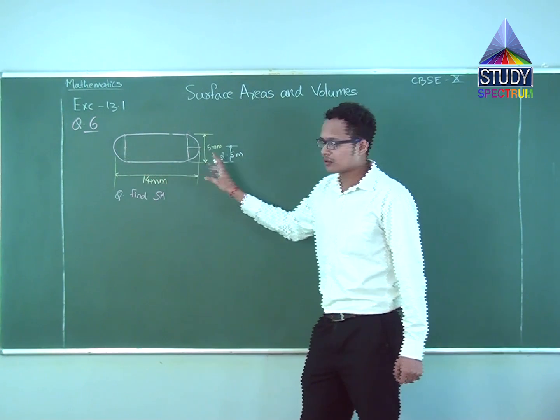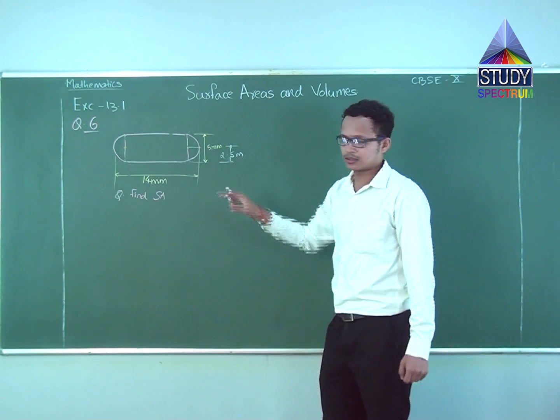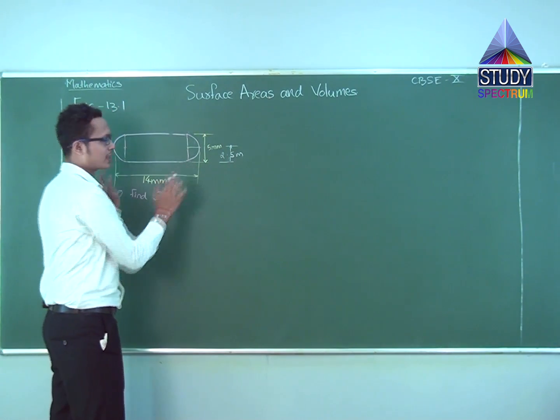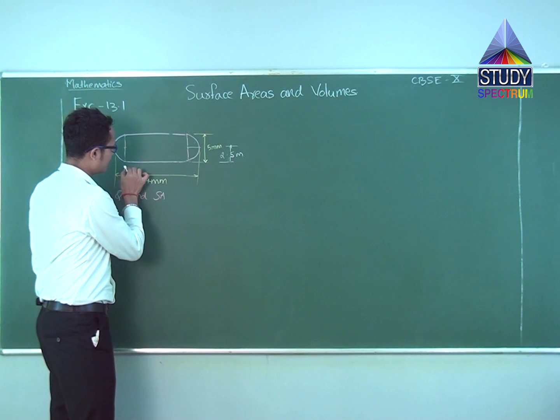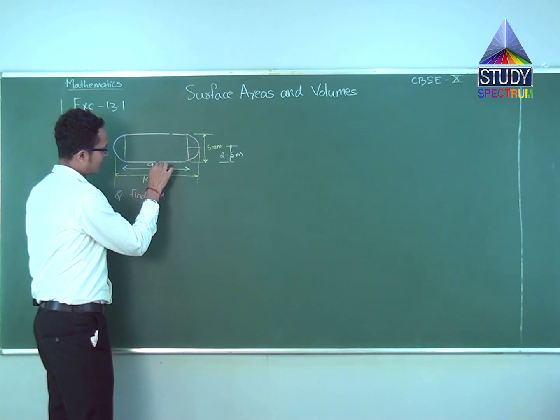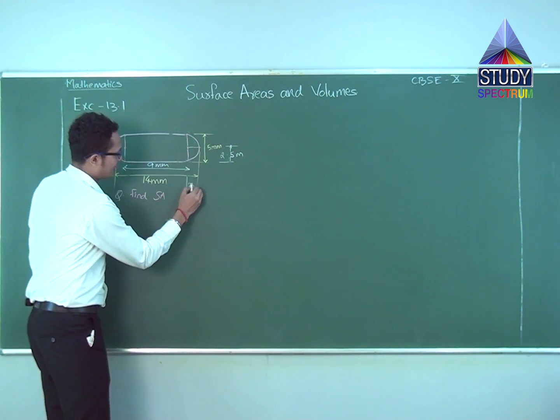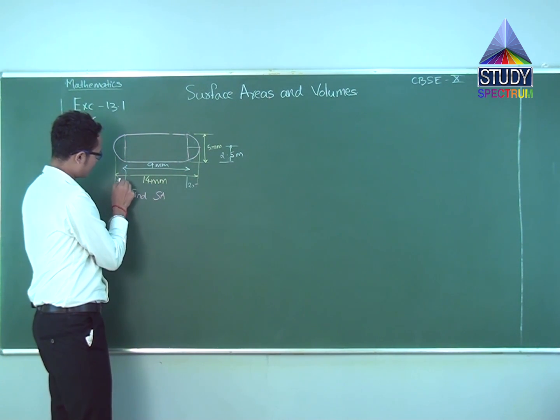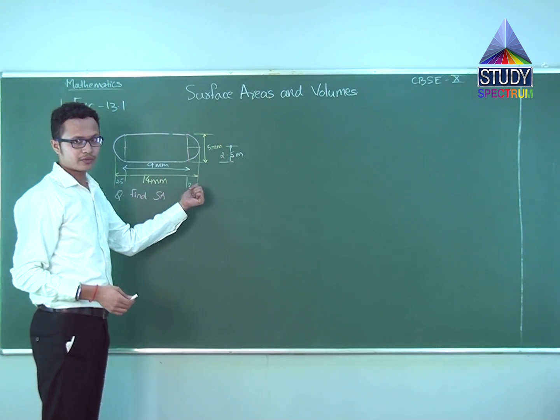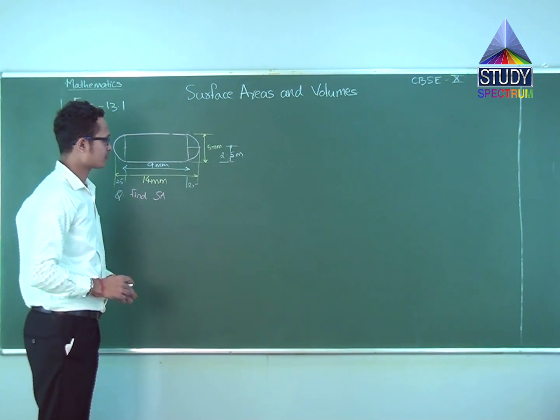You subtract from 14, you get the length of the cylinder. Subtract these two dimensions, you get the length of the cylinder. This length is 9 mm. That is because this is 2.5, and similarly, you have this also as 2.5 in terms of mm. 2.5 plus 2.5 is 5. Subtract from 14 gives me 9.